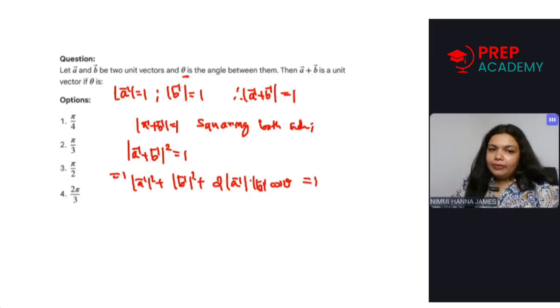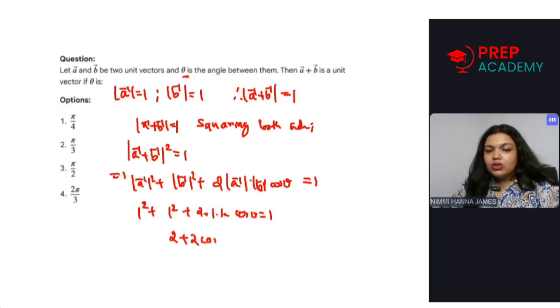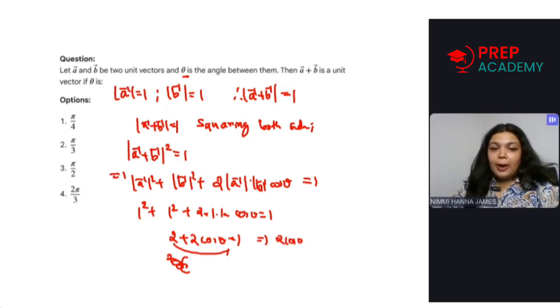Now we know mod a is 1 and mod b is 1. So 1 squared plus 1 squared plus 2 into 1 into 1 into cos theta is equal to 1. So 1 plus 1 is 2, and 2 plus 2 cos theta is equal to 1. I want to isolate theta, so moving this 2 to the right side, I get 2 cos theta is equal to 1 minus 2, which is minus 1, and cos theta is equal to minus 1 by 2.